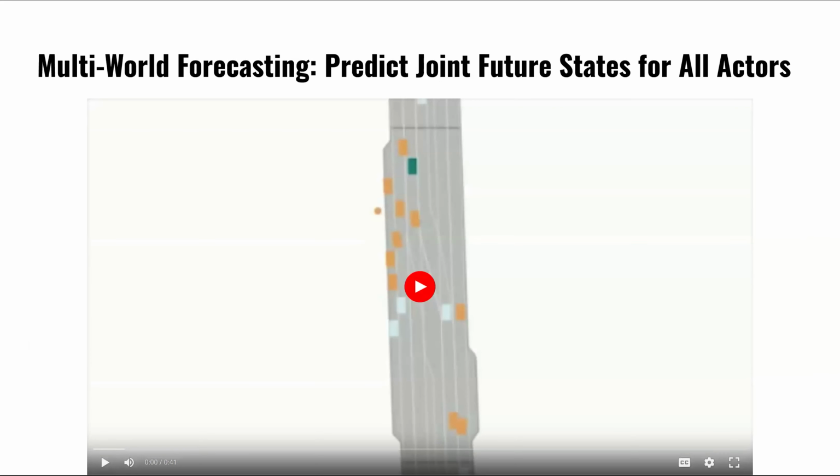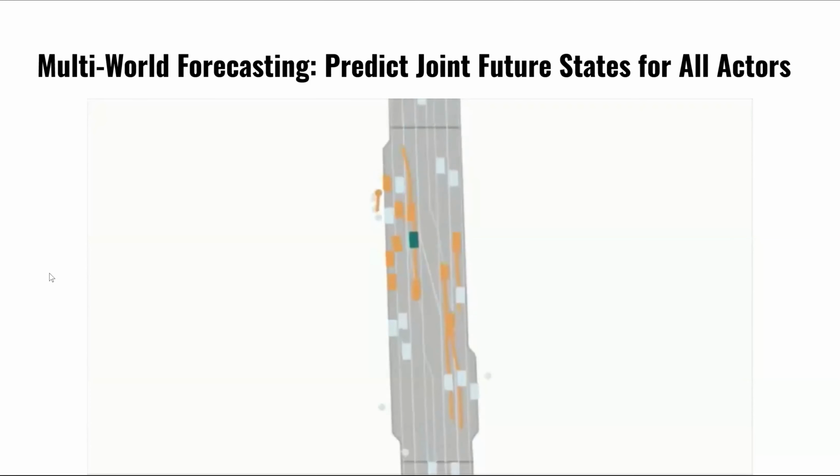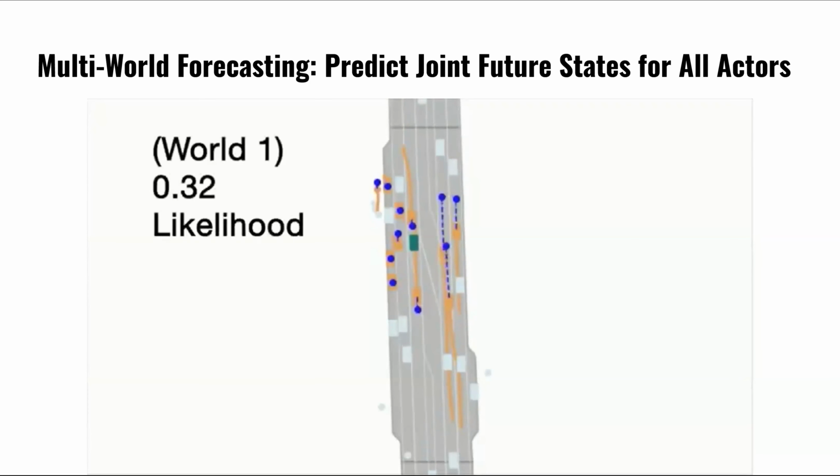And we instantiated this multi-agent forecasting through this concept of multiple worlds. So within each of these worlds, we want to predict the joint future states for all actors. So here is an example of world 1, and each world is assigned a different likelihood. Each of these likelihoods is normalized such that we can sum up the probabilities to equal 1.